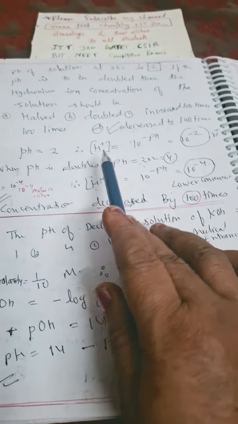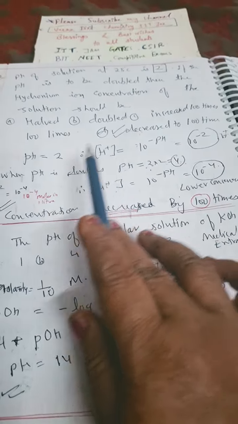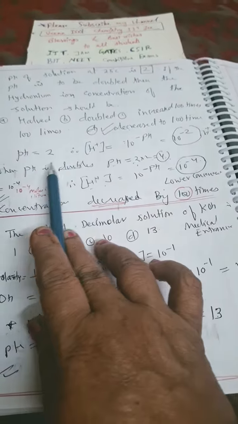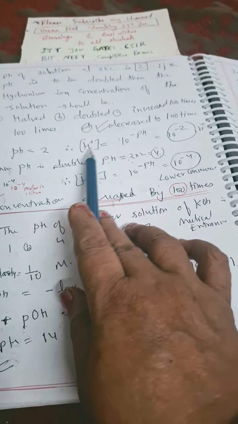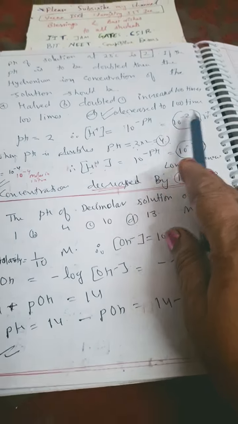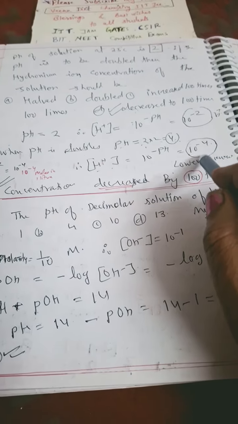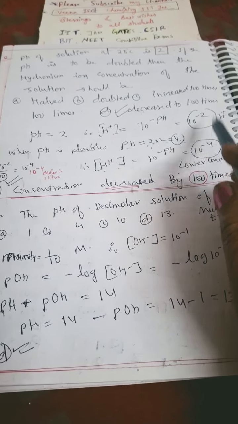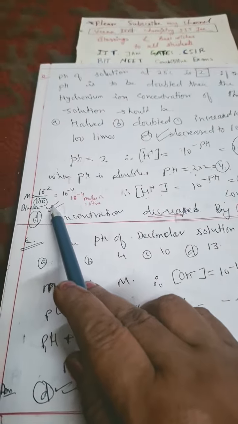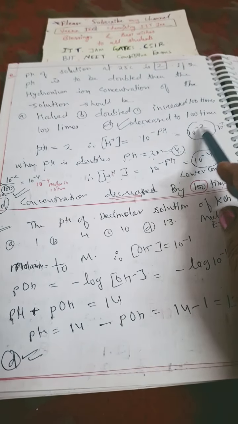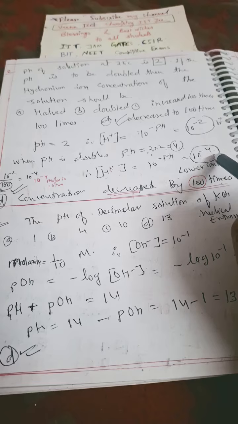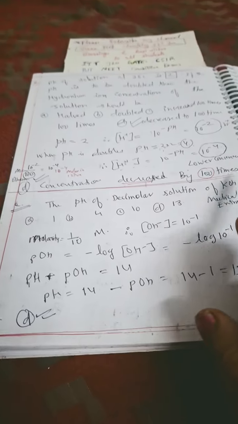Again I will repeat. And secondly, you remember that they are inversely related. If we are increasing this pH, so concentration of H ion will decrease. So here 10 raised to power minus 2 is highly concentrated as compared to 10 raised to power minus 4. How do we get this? By dilution of 100 times. So when concentration is decreased by 100 times, see, this is 10 raised to power minus 2, this is 10 raised to power minus 4. So it is decreased by 100 times.